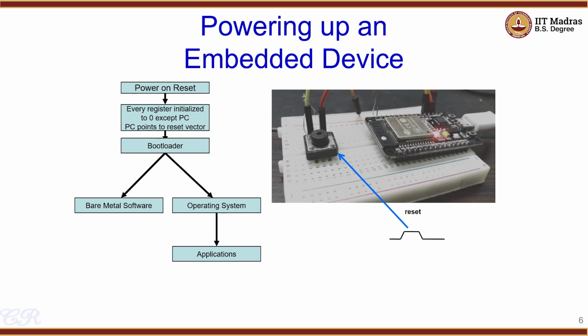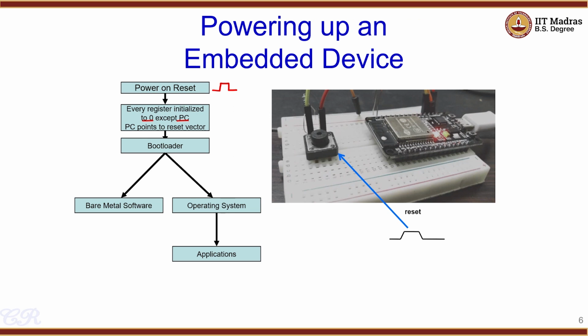This is indicated by this power on reset. Power on reset is this particular pulse given to the reset pin of your processor. When the processor receives such a pulse, it would set all the registers present within the processor to have a value of 0, or in other words, it just resets all the registers except the PC. The PC stands for the program counter.